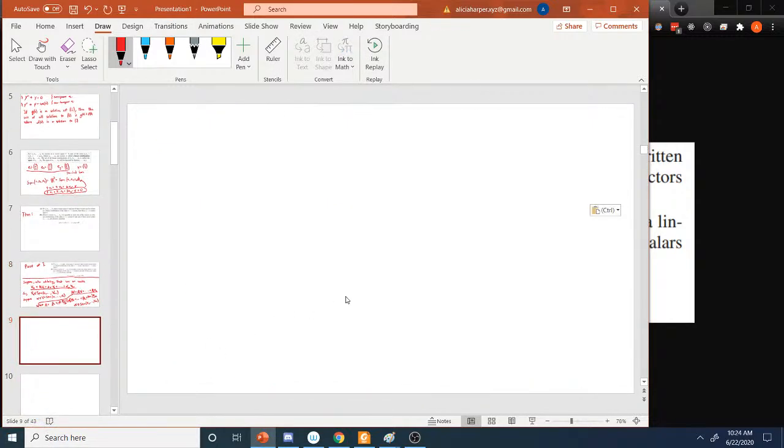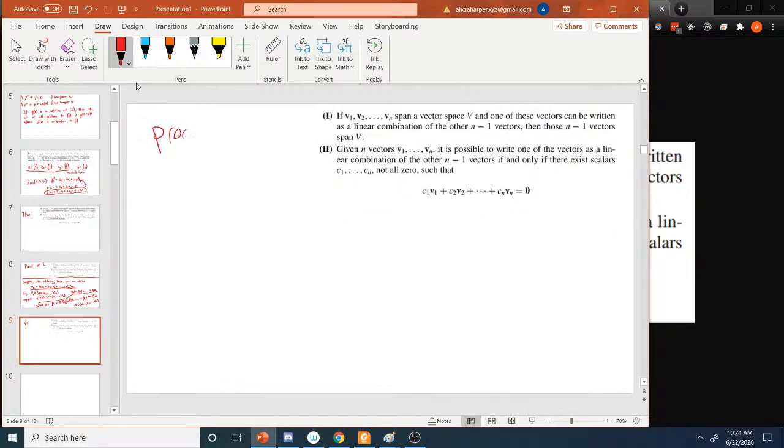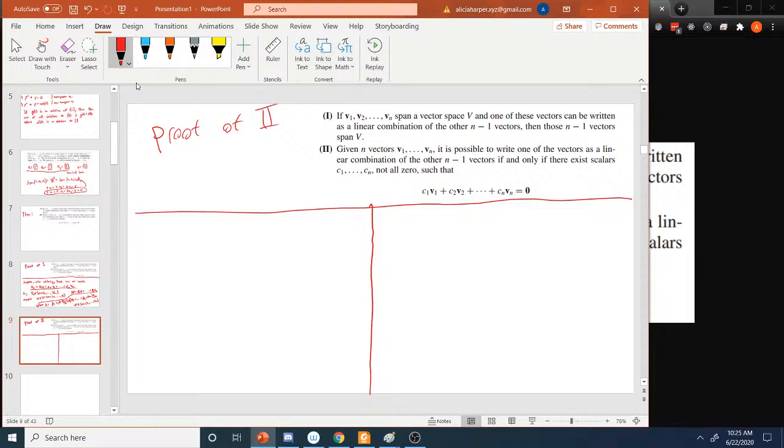Now, let's do the proof of 2. So what we have to do is show that given n vectors, v1 through vn, it's possible to write one of the vectors as a linear combination of the other n minus 1 vectors, if and only if there exist scalars, not all 0, such that c1 times v1, c2 times v2, plus and so on, cn times vn is equal to 0. This is easy, or at least one direction is.